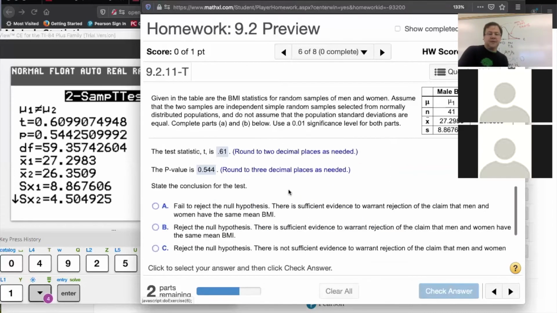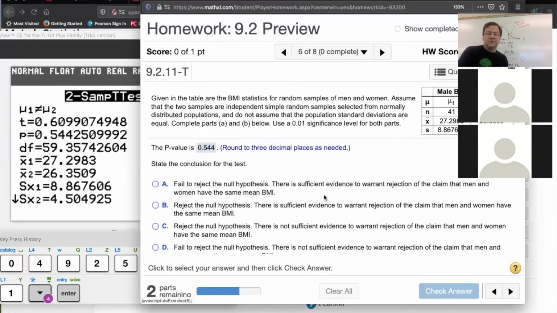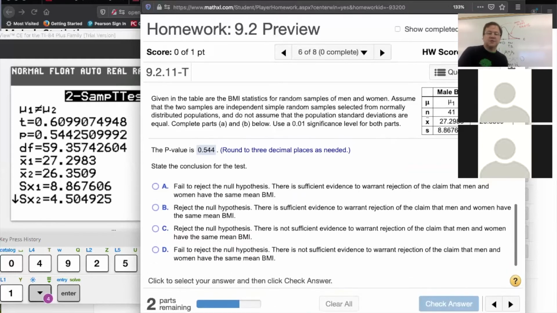So as I look at my choices, I can see right away that the correct answer is either A or D. But you want to make sure you make the right decision for the right reason. So as you read through these, which one is the right reason to fail to reject the null hypothesis?